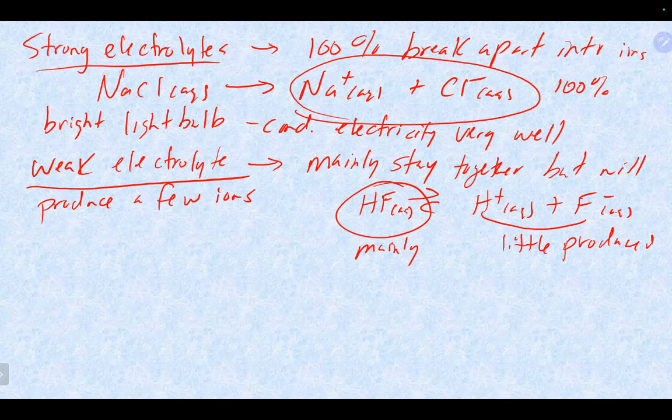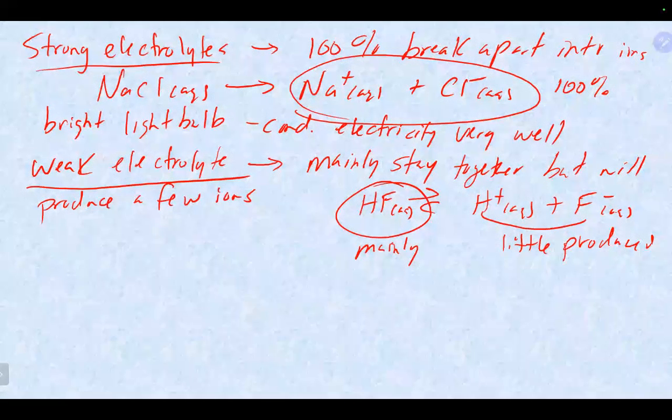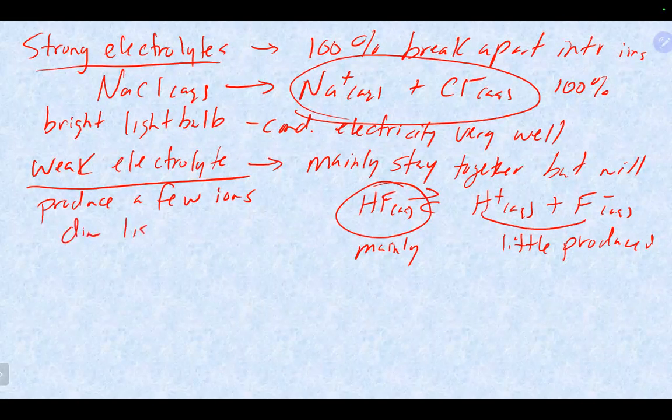So if we take our light bulb example, the strong electrolyte will be a very bright light bulb. The weak electrolyte will turn on the light bulb, but it'll be very, very dim. But it's still able to conduct electricity. So it still can conduct.